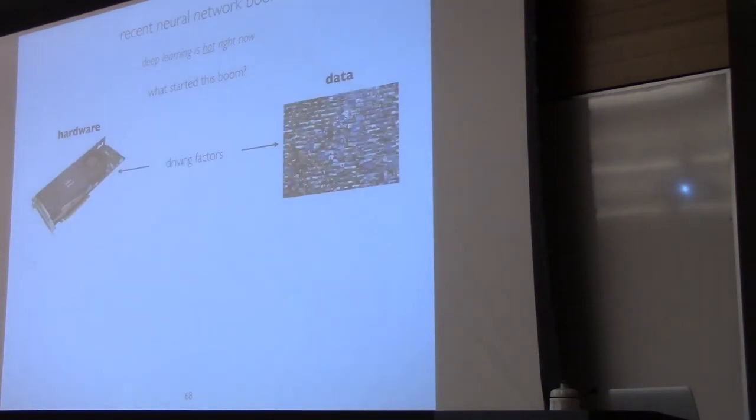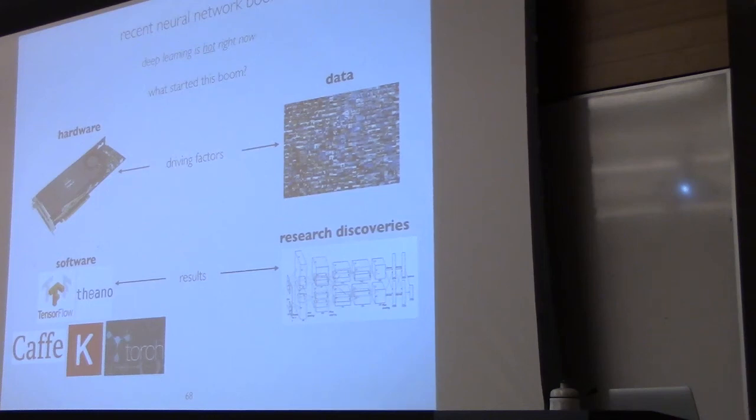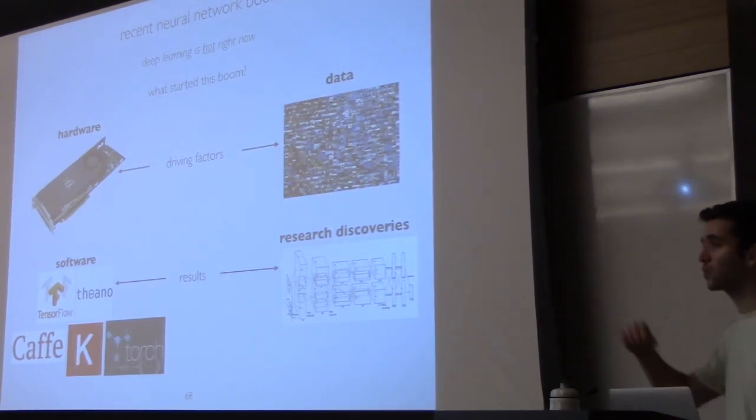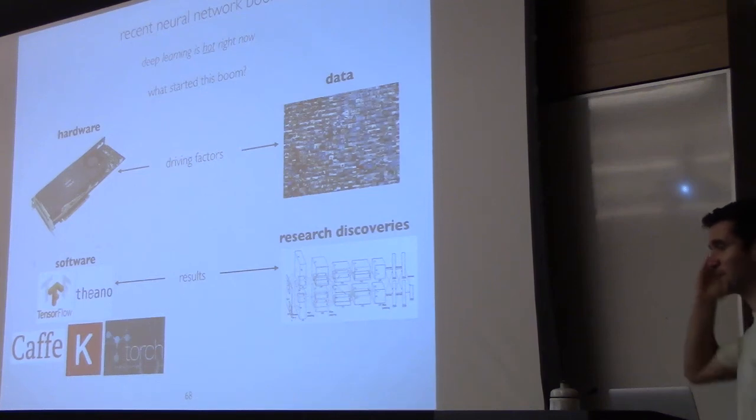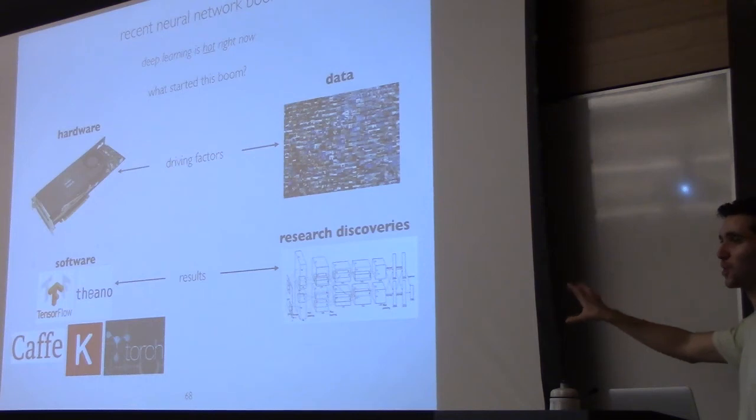So what really was driving this boom? The hardware and the data, primarily. It wasn't new techniques as much as it was these factors. Once you had these factors, people could do the experiments and actually develop better architectures, and then people started to develop these libraries. So make it very clear in your mind that you need data and hardware first. The other stuff will come after that.